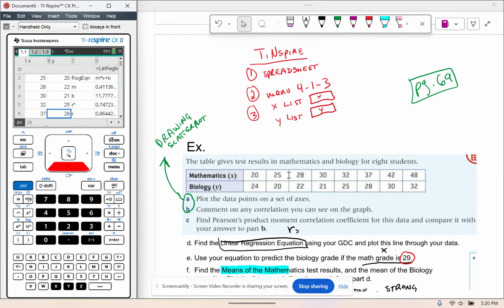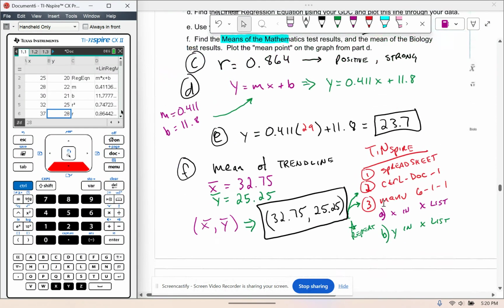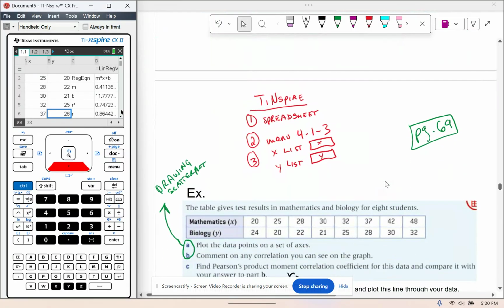If you haven't already watched, please remember how to put in for linear regression and correlation. We also, part 2 was about finding the means of the trend line. But now let's talk about a scatter plot, okay?